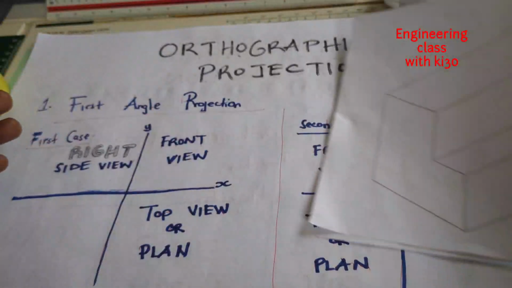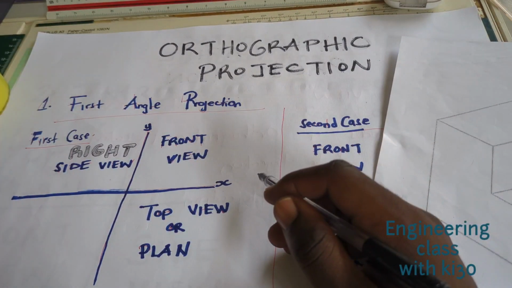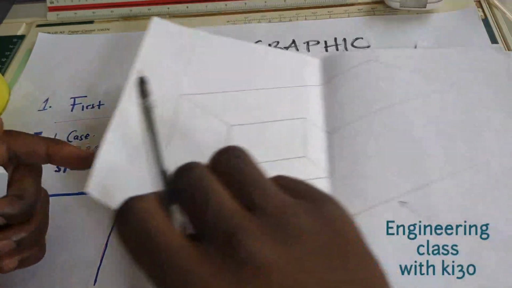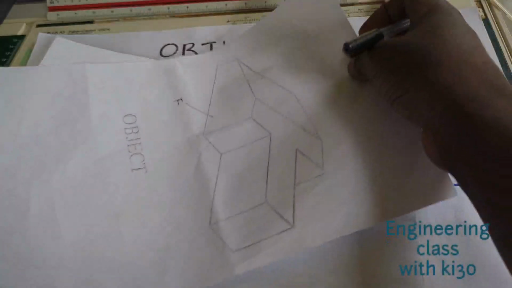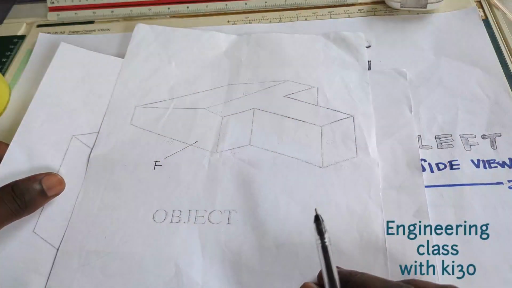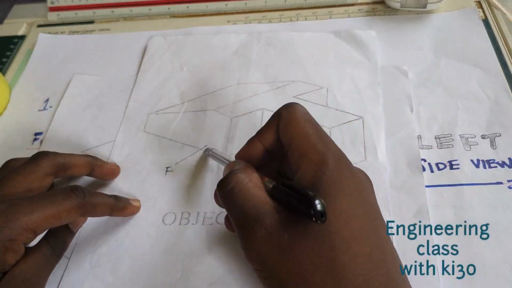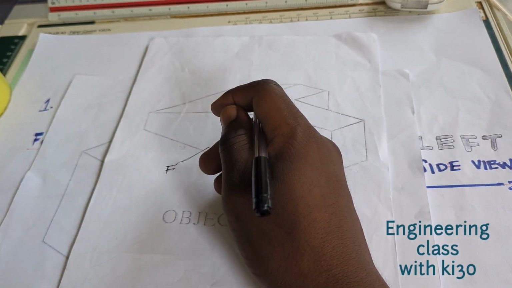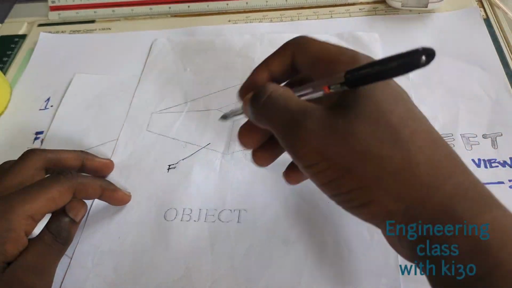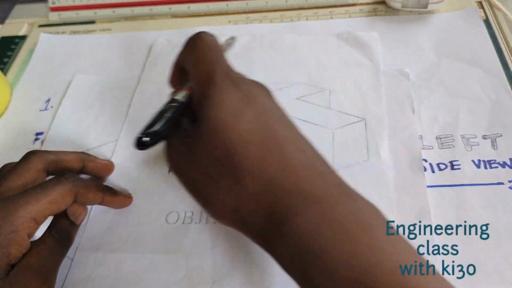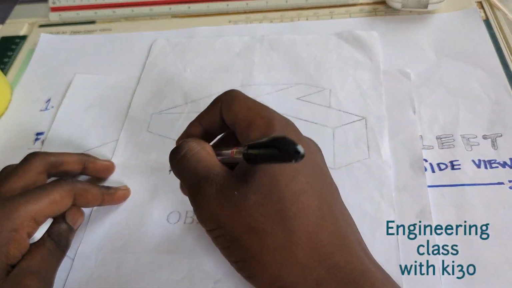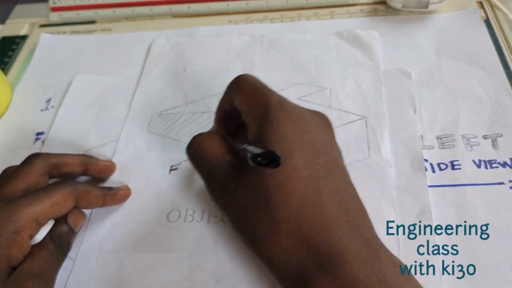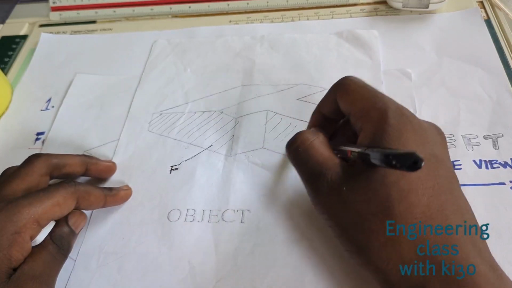Now for the first case, when we talk about the side view, when we have our object here, the front view of the object is always represented by a letter. It may be represented by letter A or any letter, but for our case here, this is our front view, and it is represented by letter F.